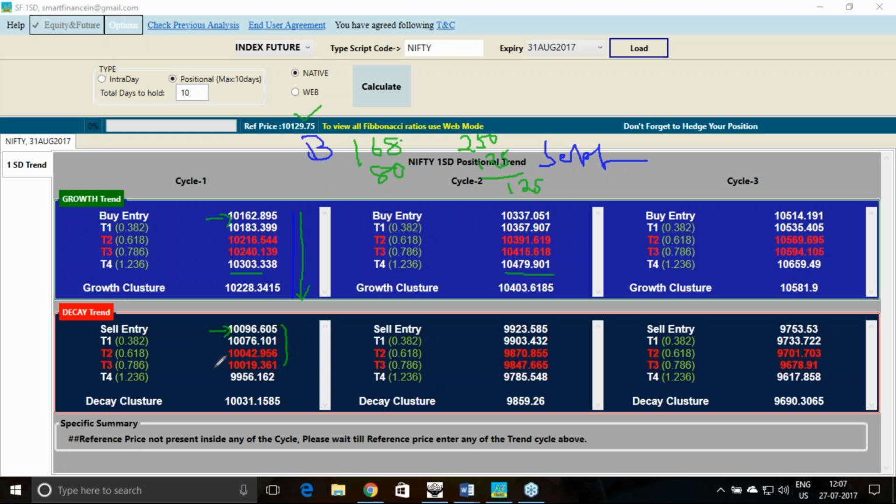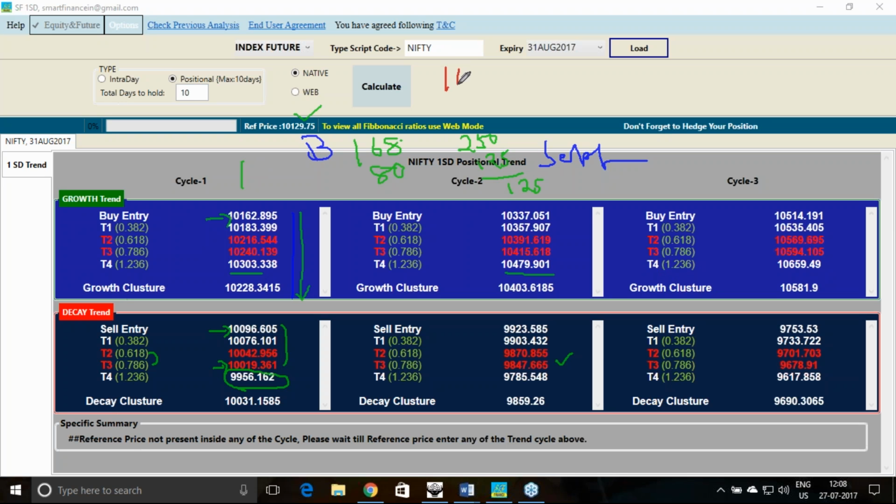So if it is falling below 10,019, means the death zone of the Fibonacci retracement, if it is crossing, then I can say that yes, downtrend has confirmed, and the first cycle will be continuing till 9,956. And once it is entering the second cycle, it has support till 9,847. Since I have hedged with the 10,150 put option.